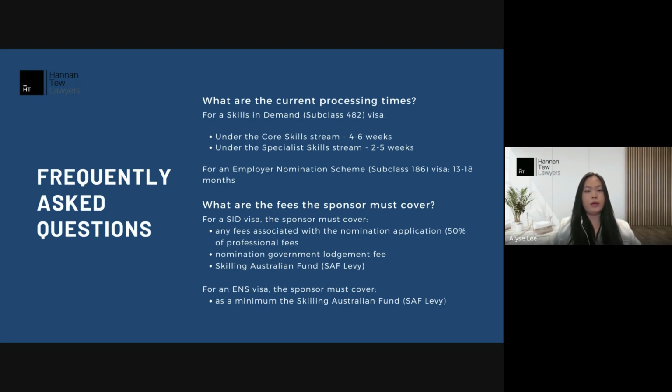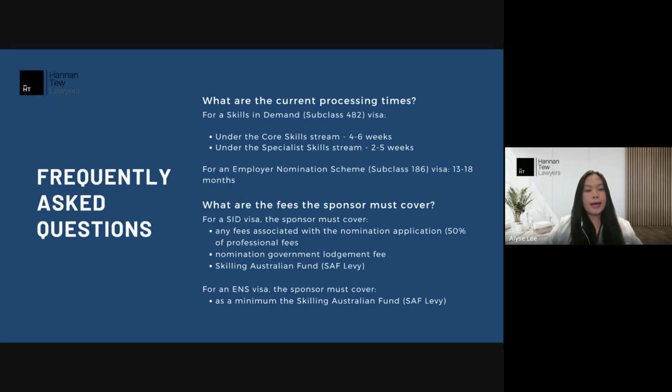Similarly, with the Subclass 186 visa, the employer-sponsored PR visa, there are delayed processing times. It is at the moment 13 to 18 months of processing times. They are prioritizing certain occupations, such as those in the healthcare industries, but there's really no indication or guarantee that they will be processed at a quicker rate.